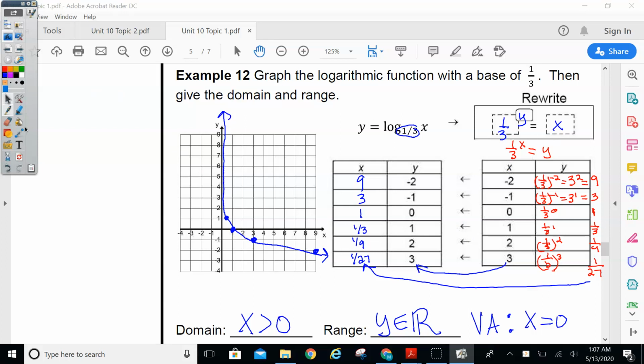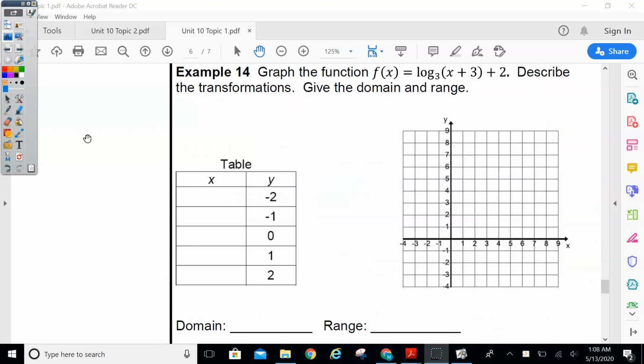Alright, and then finally we're going to do one that has a transformation in it, and then we'll be good with that. Okay, so here, putting on transformations, the +2 is going to make it go up 2, and the +3 is going to make it go left 3.